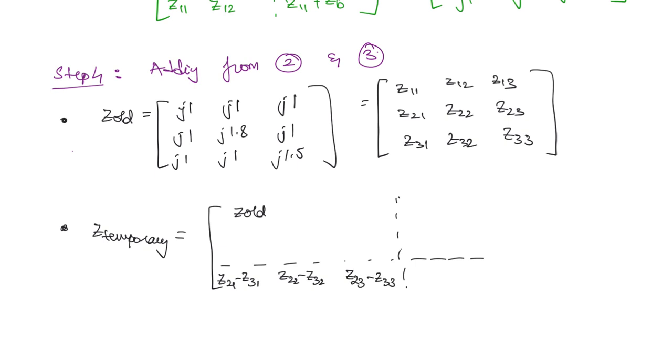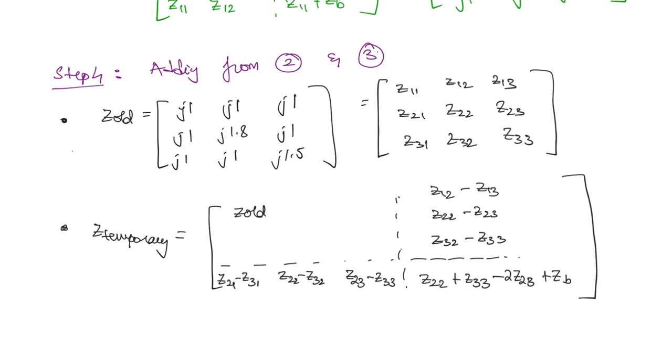Similarly, the extra column, this is going to be the second column, which is this, minus the third column, okay? So Z12 minus Z13, Z22 minus Z23, and Z32 minus Z33. And what will be the last diagonal element? This is going to be Z22 plus Z33 minus 2 times Z23 plus ZP.